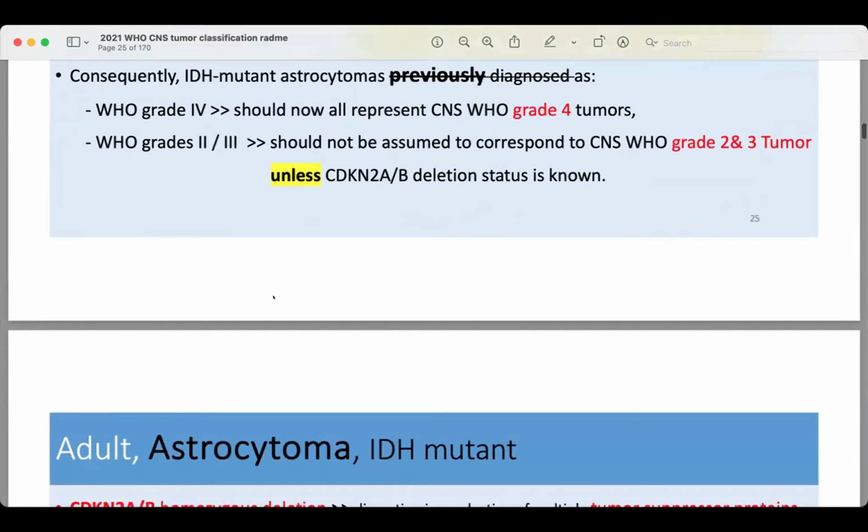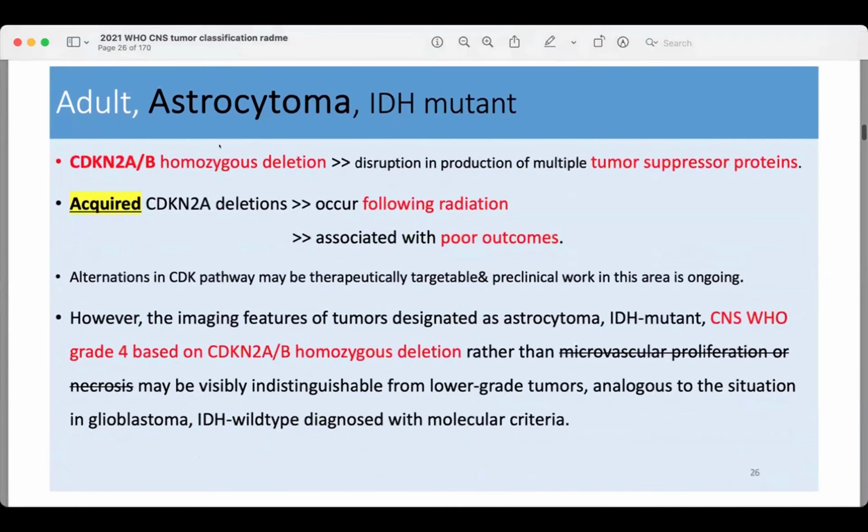Okay. For the astrocytomas, there is acquired co-deletion of this gene that is responsible for the poor prognosis, and they found that it could happen also following the radiation. The radiotherapy also has hazardous side effects. The most important one of them is these genetic mutations that happen after the radiotherapy.